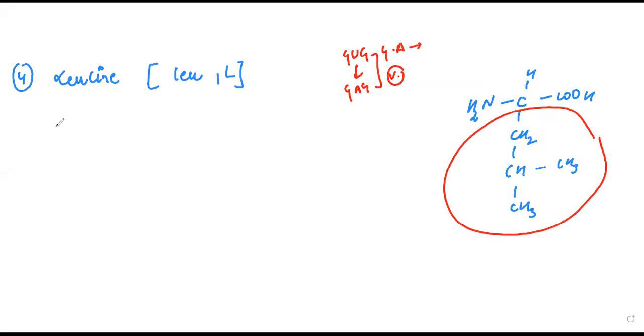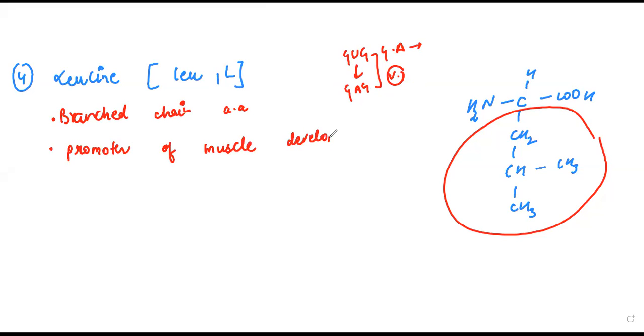Again, here it is a branched chain amino acid. And leucine is a promoter of muscle development and prevents muscle damage. Next we have isoleucine.